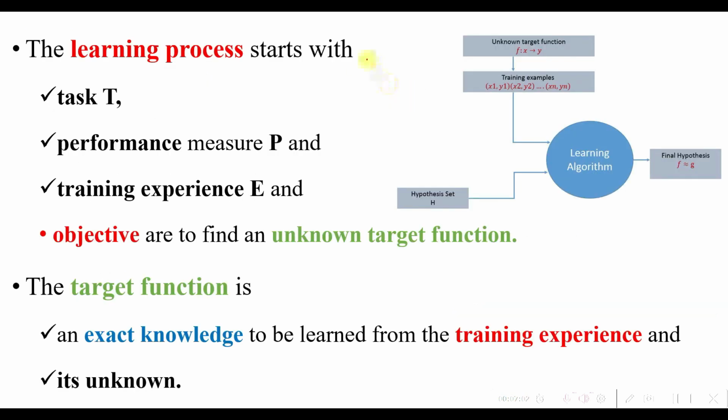Now the learning process starts with task T, performance measure P, and training experience E. Our objective is to find the unknown target function. The target function is the exact knowledge to be learned from the training experience, and its unknown values are called the target function.